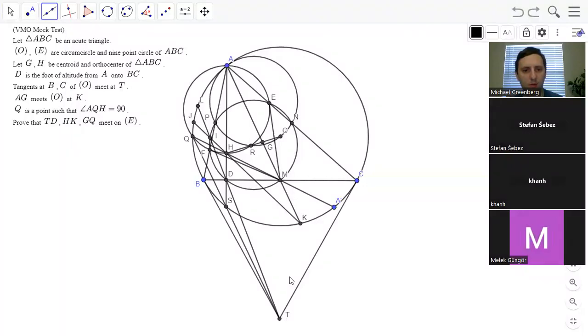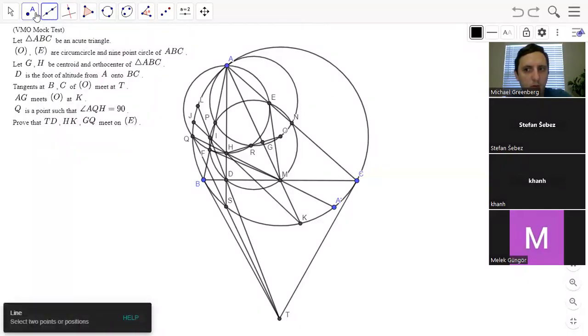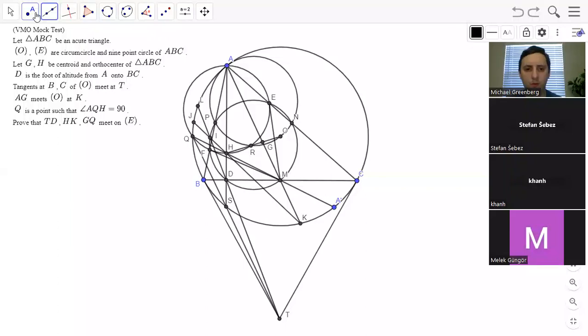I think I have some okay progress on this. Here I defined that point, the point we need to prove is on the other circle, the nine-point circle. I define it as the TD intersection with the nine-point circle. That just looks like the easiest definition of them all. And there are two steps to prove: that I, H, and K are collinear, and that G, I, and Q are collinear.